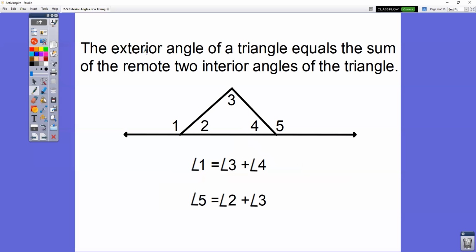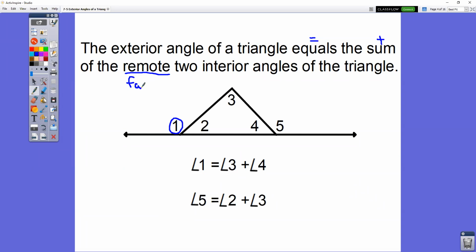So the little formula for today says that the exterior angle of a triangle, like angle number 1, equals the sum, remember that sum means to add, of the remote two interior angles of the triangle. Now, remote, if a movie is filming in a remote location, it's in a far away off location, all right, away from everything else.